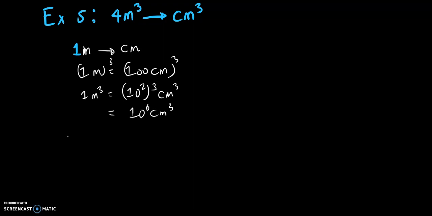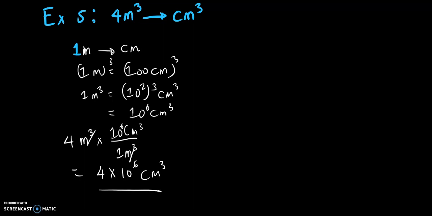So now we write down 4 meter cubed. And then we are converting to centimeter cubed. So we cancel meter cubed, centimeter cubed, right? So we know that 1 meter cubed is 10 to the 6, and that goes. So we multiply, we get 4 times 10 to the power 6 centimeter cubed. And that's how you do it.